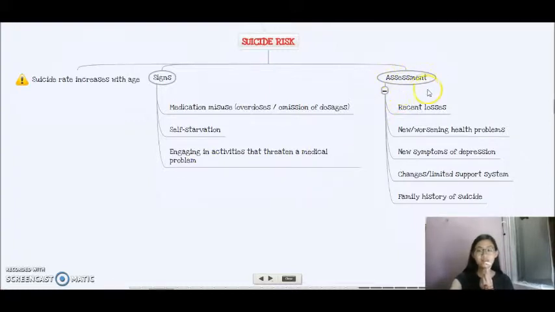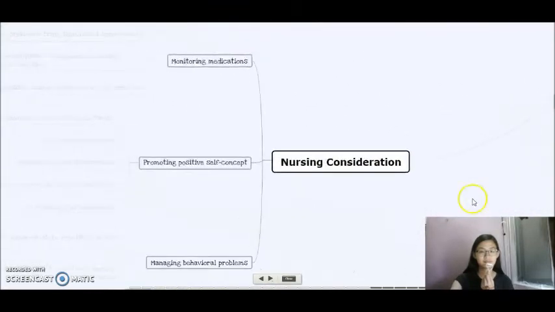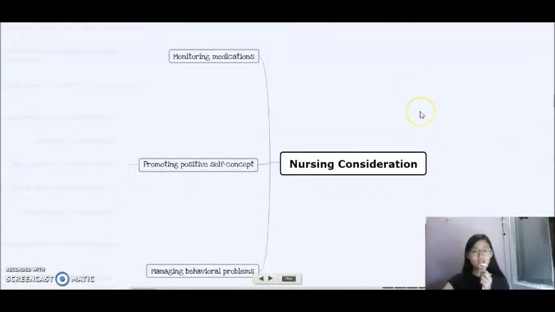For an assessment to check whether they have suicide risk, we should notice their recent loss, new or worsening health problems, new symptoms of depression, changes or limited support system, or their family history of suicide. In conclusion, nursing considerations regarding mental health disorders are monitoring the medications, promoting positive self-concept, and managing their behavioral problems.